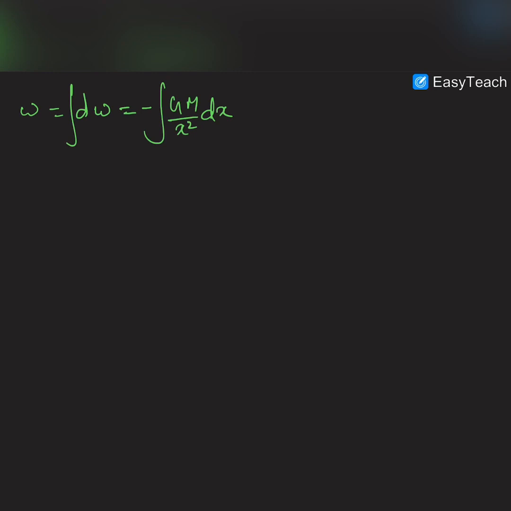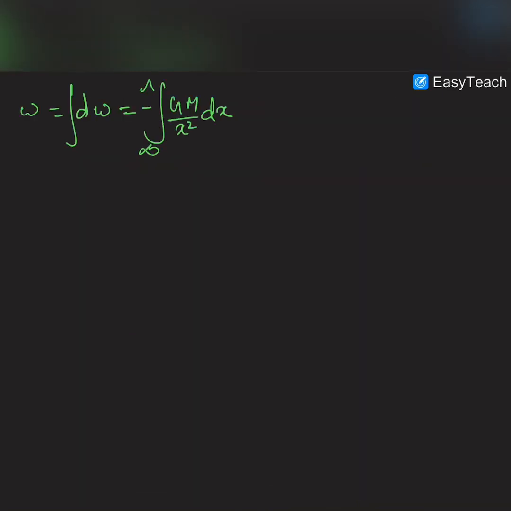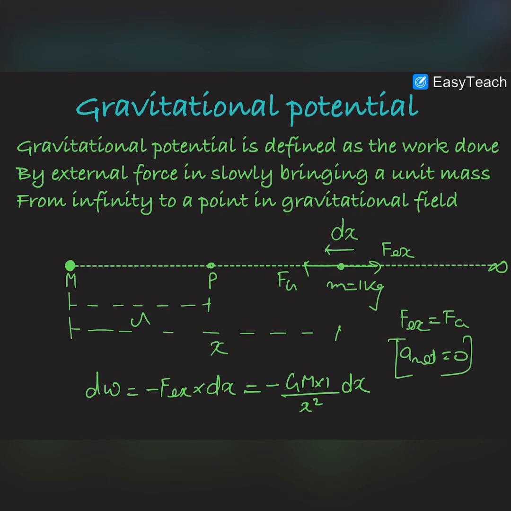The limit of x would be from infinity to r, because initially this mass was at infinity and finally it is at this point r. Now we have to apply another negative sign. It is due to the fact, you can see that the coordinate system to measure x is this one, and dx is in the opposite direction of x.